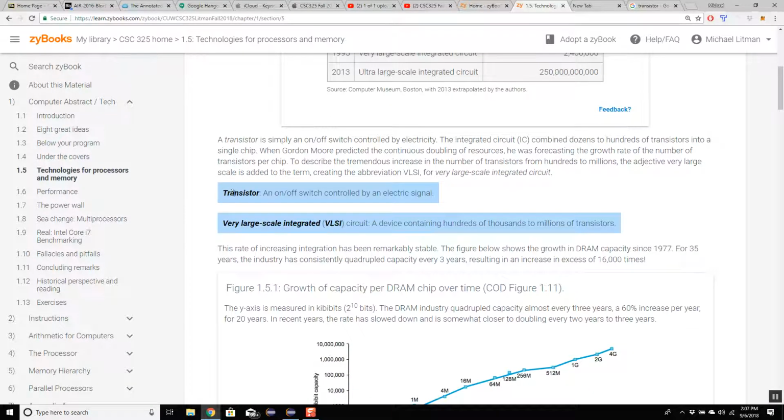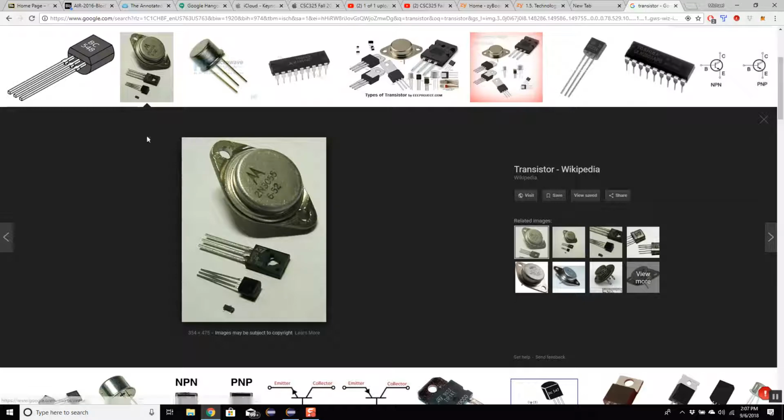So a transistor, as we've advertised, is an on-off switch, but it's controlled by an electrical signal rather than a twist or flip switch on and off. So not a light bulb thing. A very large scale integrated circuit is a device containing hundreds of thousands to millions of transistors. So we saw a picture over here of one of these. Now we're going to have technology that squeezes them down to this tiny level, and then we're going to put a whole bunch of them in a very small space.